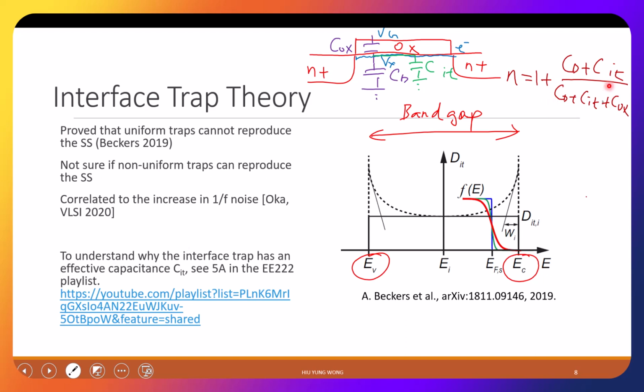Now, it's not that simple, of course. Just have a feeling, right? Otherwise, you would say this looks like it is constant, but C_IT depends on the level of the Fermi level. But no, we don't go into detail. Just pay attention to this.